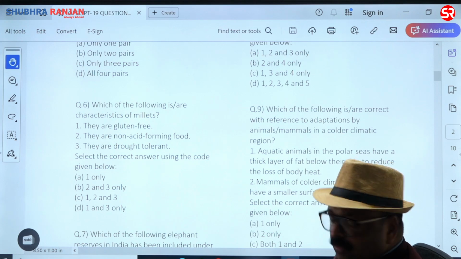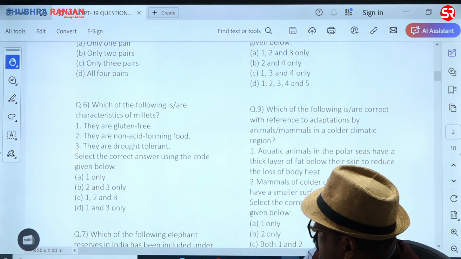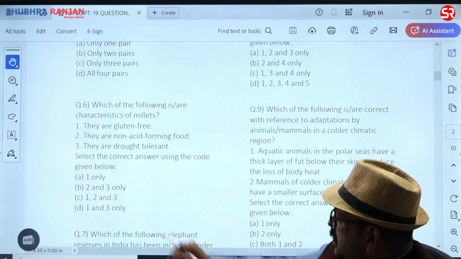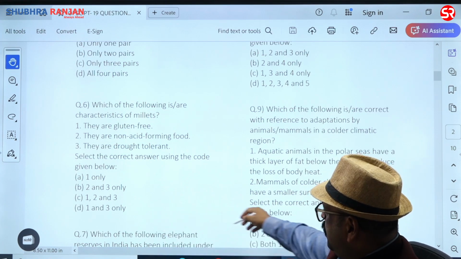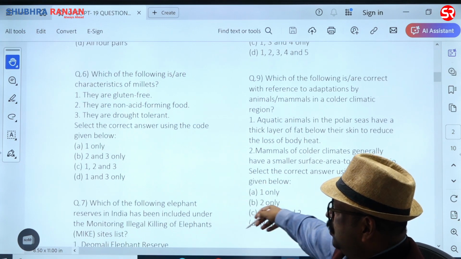And in this case question number 6 is going to have all the options correct, 1 2 3, and it has been given in C. Do see this: all the above, I thought it was in D, but it is 1 2 3 in C.